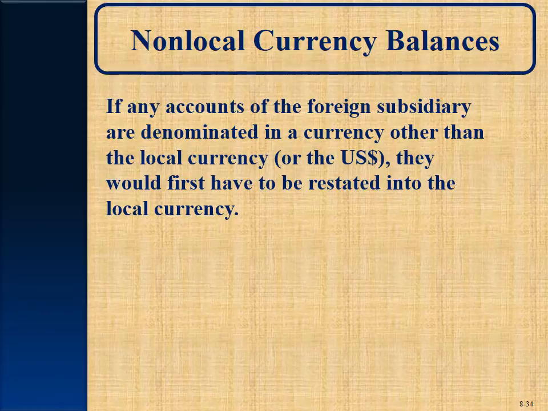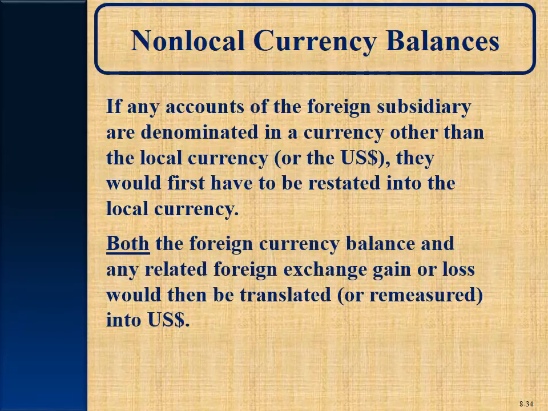If any accounts of the foreign subsidiary are denominated already in a currency other than the local currency or the US dollar, they would first have to be restated to the local currency. So you have even more issues if that's the case. Both the foreign currency balance and any related foreign exchange gain or loss would then be translated into the US dollar. So there's even more complexities that could occur if a foreign currency does record any transactions in a different currency than what their functional currency is considered.